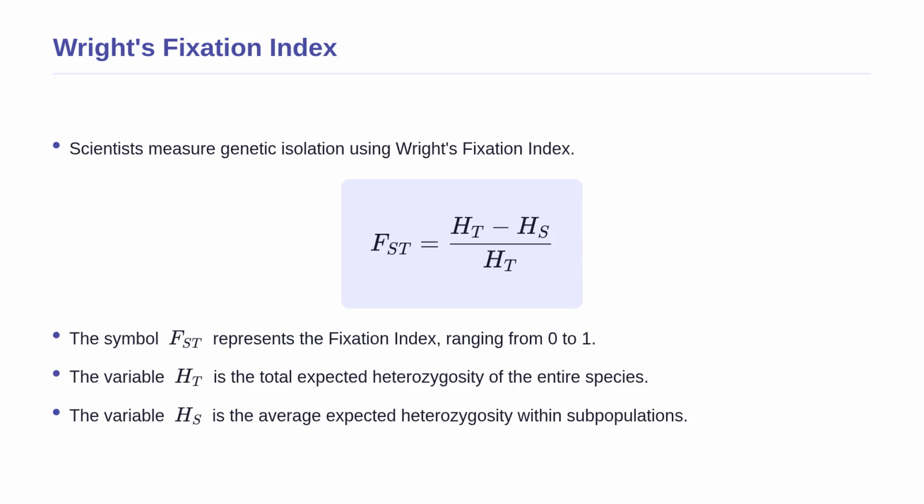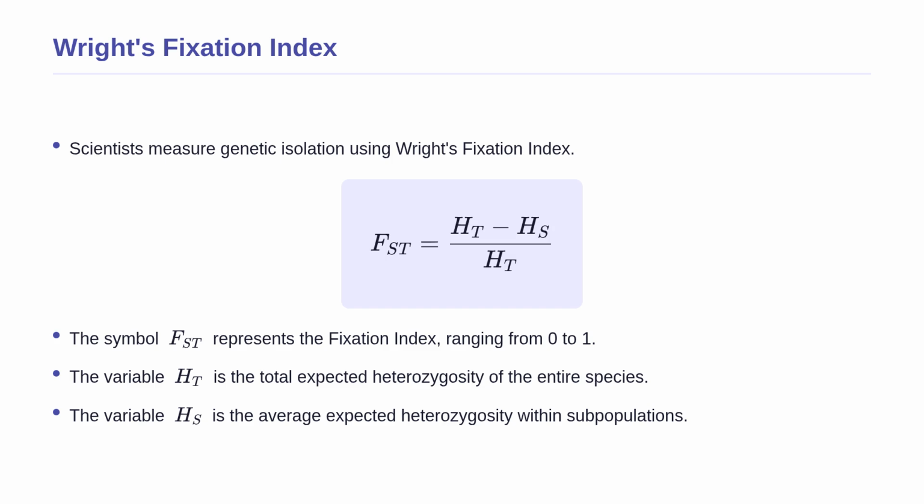To move beyond physical appearances, scientists need a way to objectively measure these differences. This brings us to a mathematical tool called Wright's Fixation Index, denoted as FST. Conceptually, this formula compares the genetic diversity within specific local populations to the overall genetic diversity of the entire species. Let us break down the symbols.